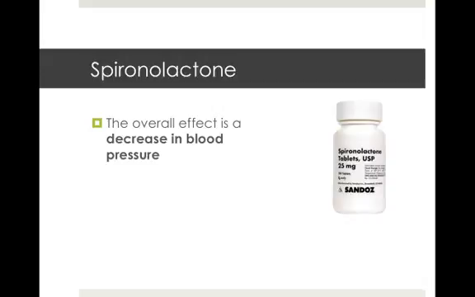So, while the renin-angiotensin-aldosterone system is increasing blood pressure, these three medications, lisinopril, losartan, and spironolactone, cause disruptions in the system to bring it back down. They work well for patients with hypertension.